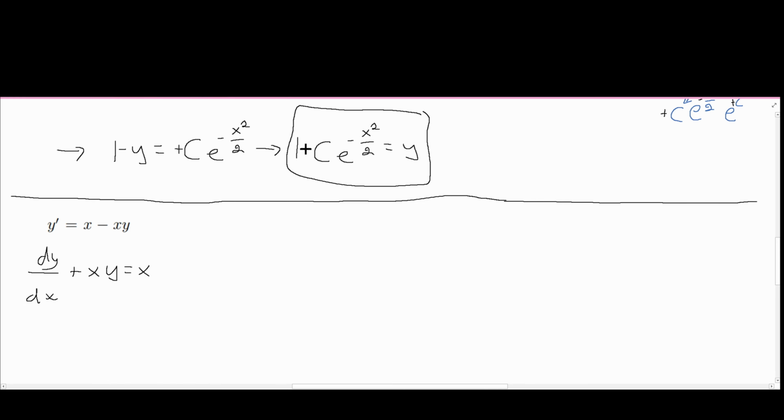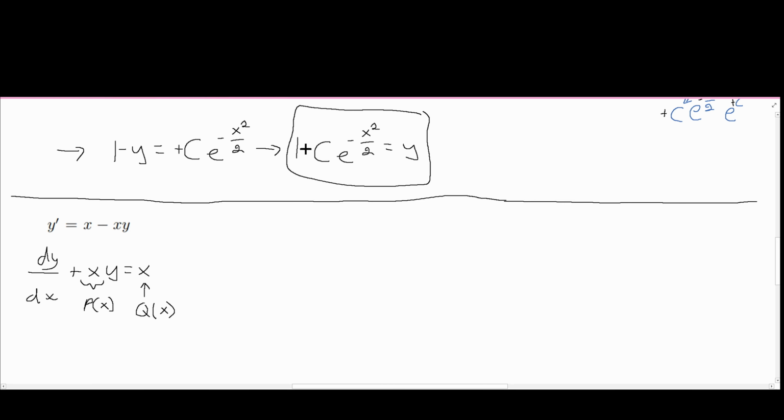So on the left side is where you're going to find the p. P is anything in front of this y. So for this equation, our p is going to be x. And our q is going to be whatever's on our right. So for this equation, it's also going to be x.